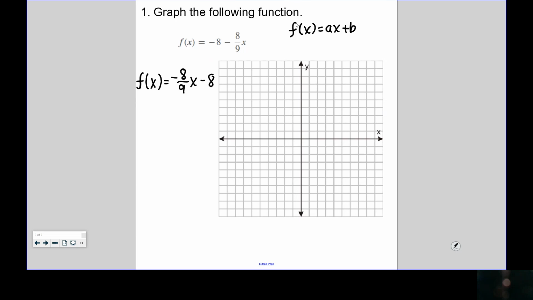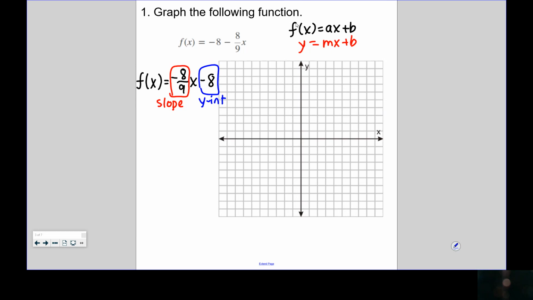All right, so we know from slope-intercept form, y equals mx plus b, that this number here, negative 8/9, is the slope. And then the other number, negative 8, is the y-intercept. So slope-intercept form makes it easy for you to identify the slope and the y-intercept.